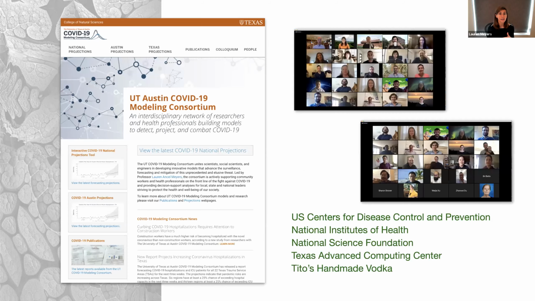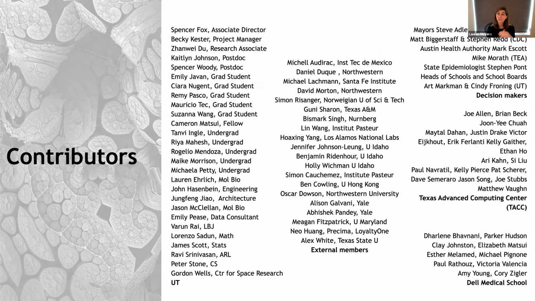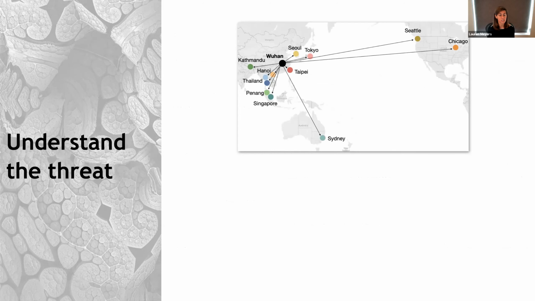And I'm going to provide examples of each of this type of modeling, primarily based on research that's been done at the UT COVID-19 Modeling Consortium, which is a loosely organized group of dozens of researchers from many different institutions who have banded together to provide modeling support to decision makers on many different scales. And here is a long list of the people who've contributed to some of the research I'm going to describe now. So let's start with modeling to understand the threat.